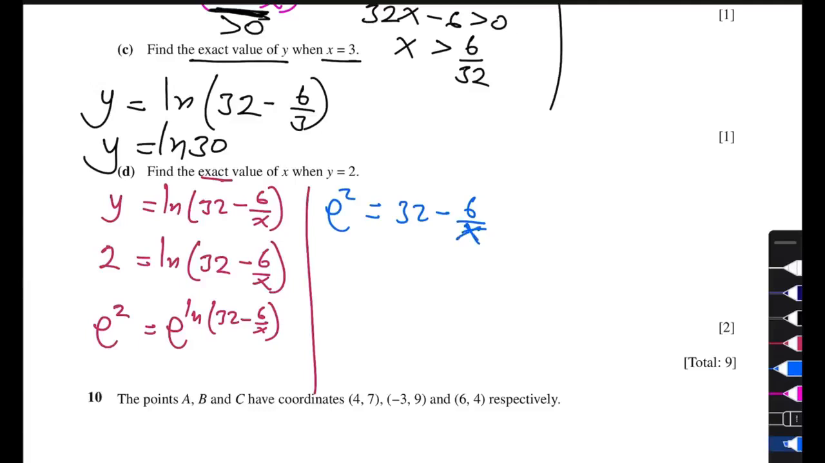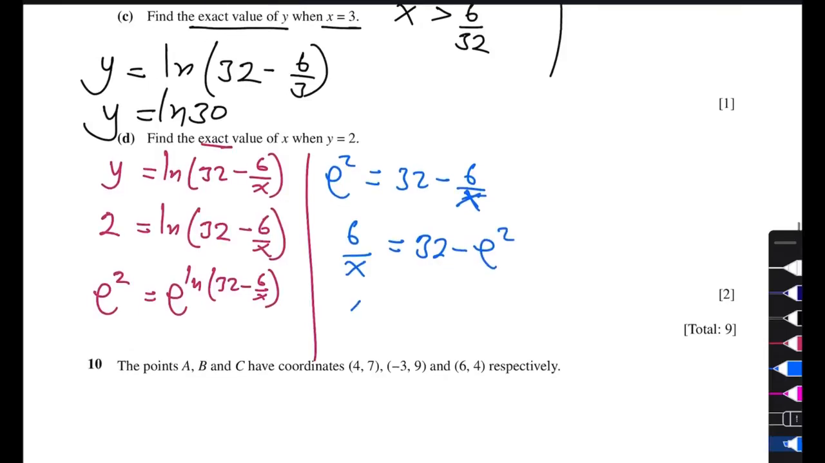The next thing you want to do is probably a double swap, bring the x to the left. So we are going to have 6 over x is equal to 32 minus e to the power 2. That means x is basically 1 over 32 minus e to the power 2, and then we multiply both by 6, so the 6 will be up here. Basically, this is how we want to go about it.